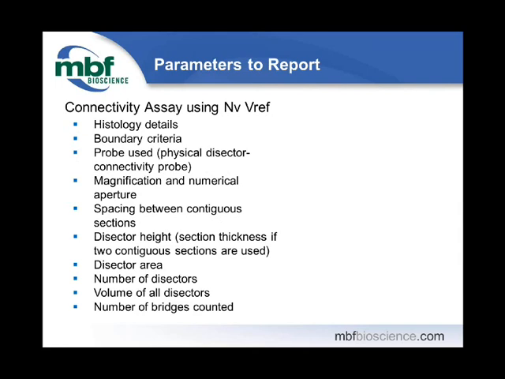But for instance, for a connectivity assay using NvVref, which is what we just did, you want to put in the proper histology details. Of course, you want to tell your colleagues how you've processed the tissue, how you defined the region of interest. You want to use the proper probe, and of course, report the probe you've used. You will need to report which magnification you've used, what was the spacing between the sections, therefore section thickness, and dissector height will be important. In our case, it's section thickness as well. What was the periodicity, so how much space you skipped between the section pairs. We'll need the dissector area, the number of dissectors, volume, and number of bridges that you've counted, as well as, of course, the final result to go with it.